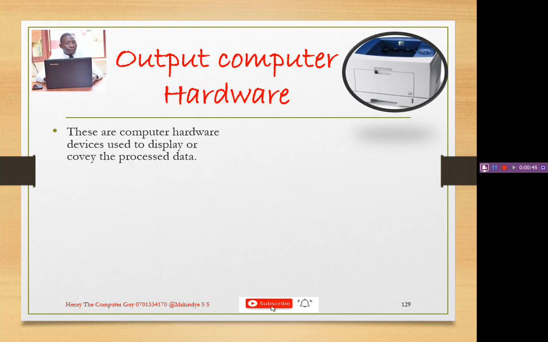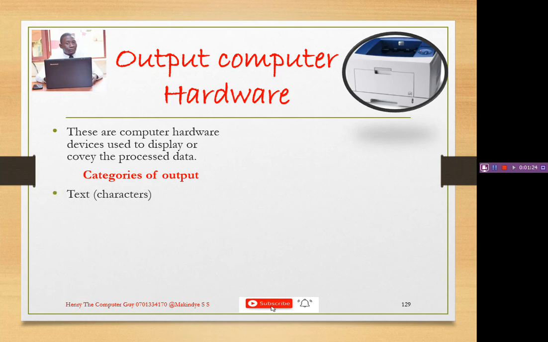So they're telling us that these are computer hardware components or devices that are used to display or convey the processed data. I told you earlier that if you need to get something out of the computer, then you need to get what we call an output device or output computer hardware. But remember, the output can be in different categories. It can be audio, it can be text, it can be a video, and others as we are going to be looking at them. So let's look at the categories of output. Anything that is displayed by a computer or given out by a computer can be in different categories.